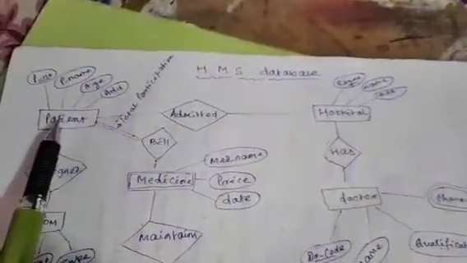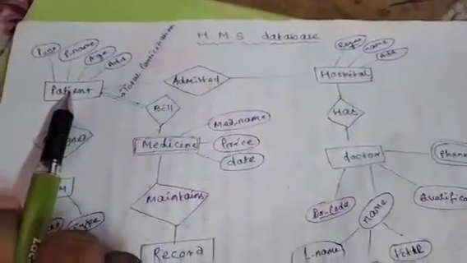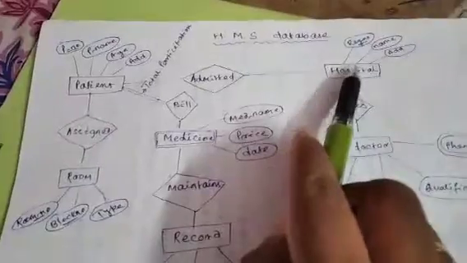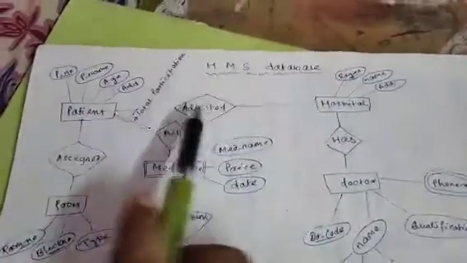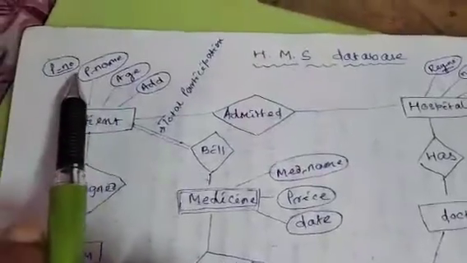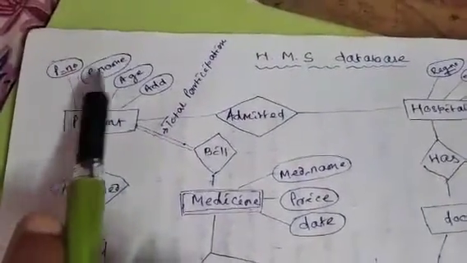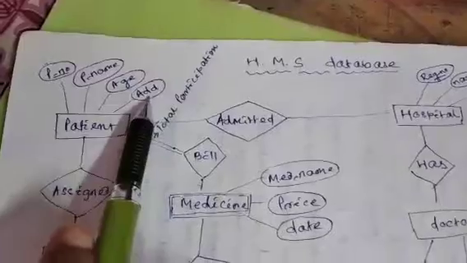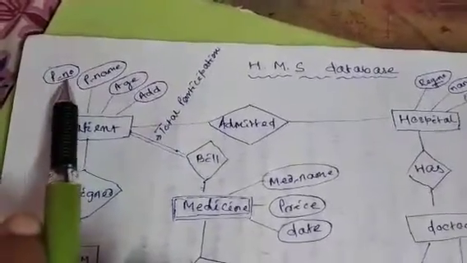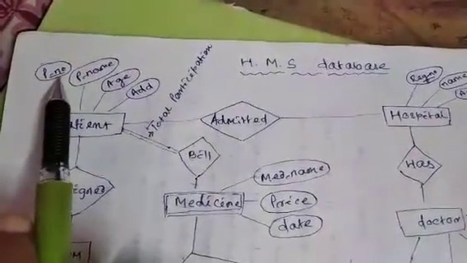That is your hospital management system database. You see here a patient is given, patient is an entity, another entity is your hospital, that is also given, and the relationship is admitted. So these are the attributes: patient number, patient name, age and address. This number is a primary key, so it is given underlined.